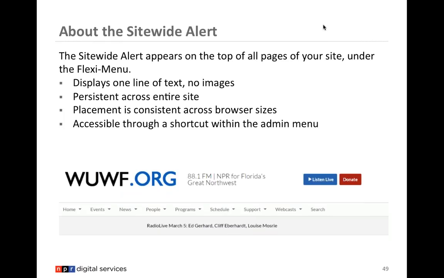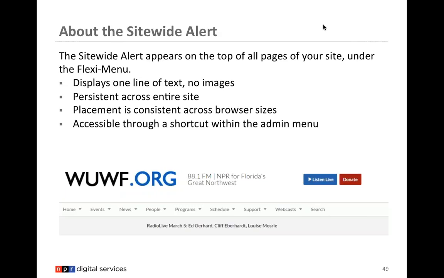It's one line of text with no images, and it can link to any sort of content on your site. So you can use this to link even externally. You can choose this to link to a weather page or your pledge form or your volunteer sign up, anything like that. But do remember that it is persistent across your entire site. So if someone comes into your site from a post that someone shared on Facebook, they will see the site-wide alert. If they come to your homepage, if they come in because they did a Google search for something and one of your posts or program pages showed up in the search results, they will also see the site-wide alert. So keep that in mind when you're adding one.